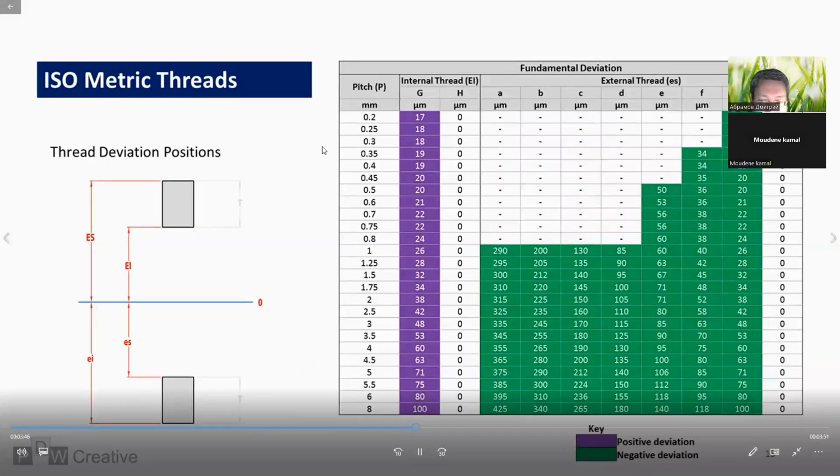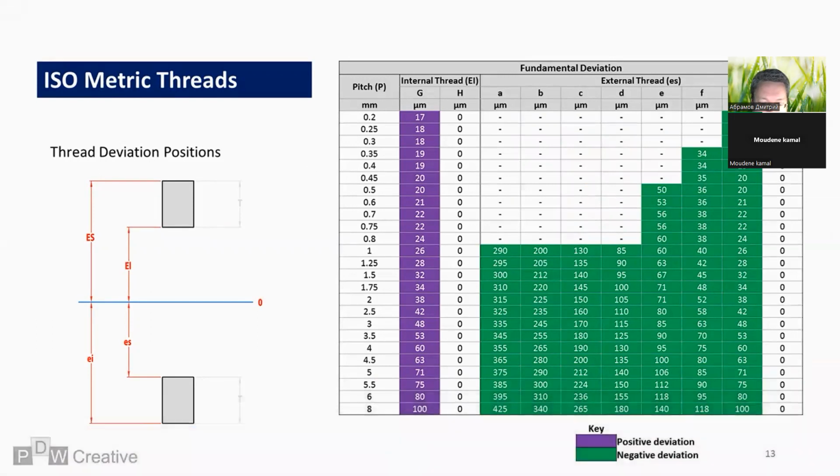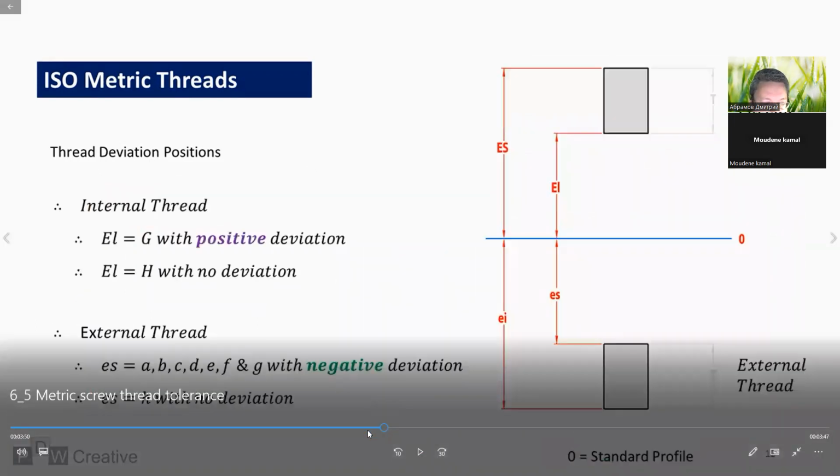Internal, external thread, or nut and screw tolerances are driven by the pitch. Please use your pen and write down the fundamental deviations of internal thread and external thread. For internal thread, it's only big G and big H. And for external thread, A, B, C, D, E, F, G, and H. So always between internal thread and external thread, we will have clearance.